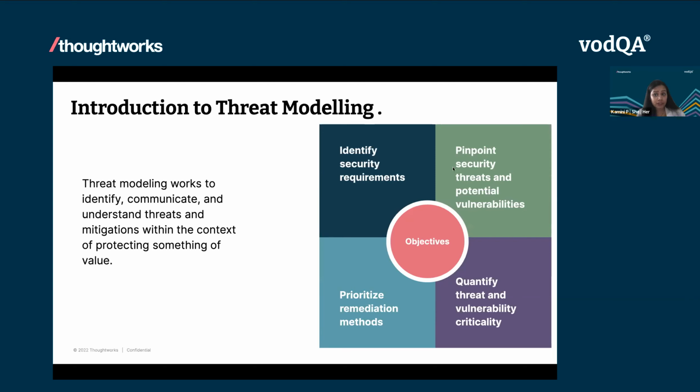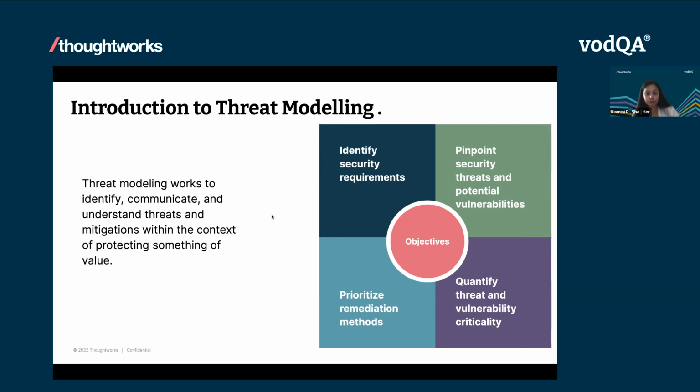Once we have identified the threats, we'll quantify these threats and vulnerability criticality. How can we do it? We can do it by using a magic quadrant, which talks about the probability of those threats occurring and the priority of that particular threat. With the help of that, we can quantify. And once we have quantified and identified all those threats, we'll prioritize the remediation methods. So how soon we want to fix them, what is the priority, and the probability of occurrence of those threats. So these are the key objectives of threat modeling.